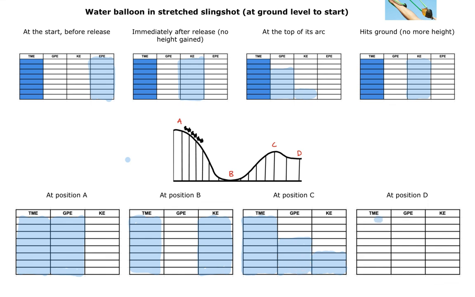And when we get to point D, again, the total mechanical energy has not changed, so we can fill that in. But point D is lower than point C. That means we must have lost some gravitational potential energy. So now maybe we only have 4 gravitational potential energy bars. And that means we must have 4 kinetic energy bars as well.